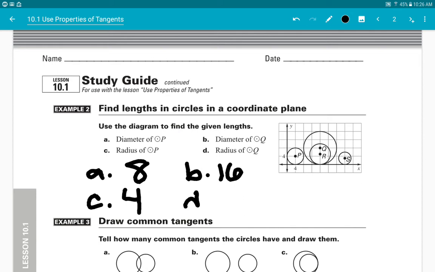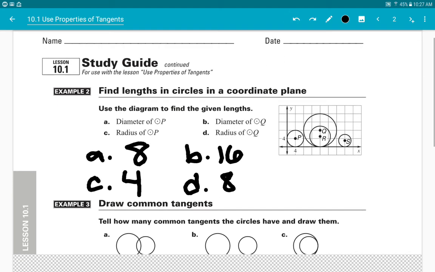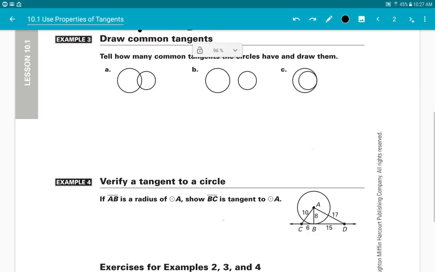Then let's look at D. What is the radius of Q? Q is the center point of the larger circle, so the radius is going to be half of 16, which is 8. So there you go. The diameter of P is 8, the radius of P is 4. The diameter of Q is 16, the radius of Q is 8. Just knowing that property of radius and diameter, I'm sure you mastered that already from previous years.